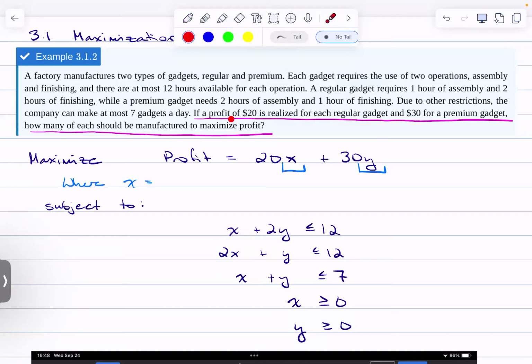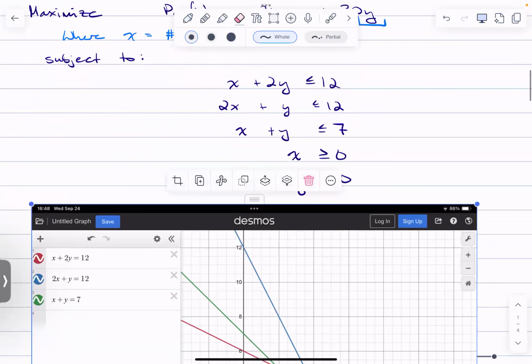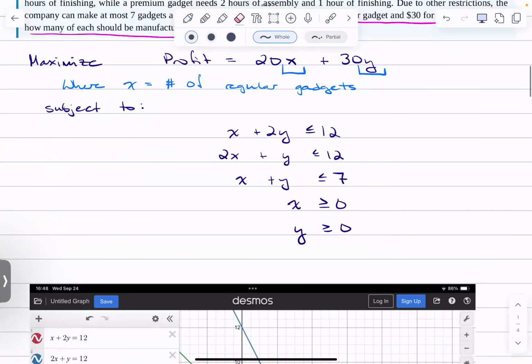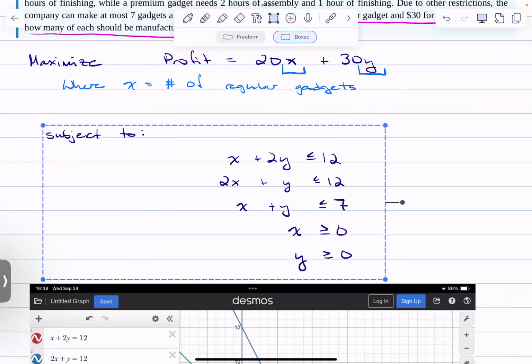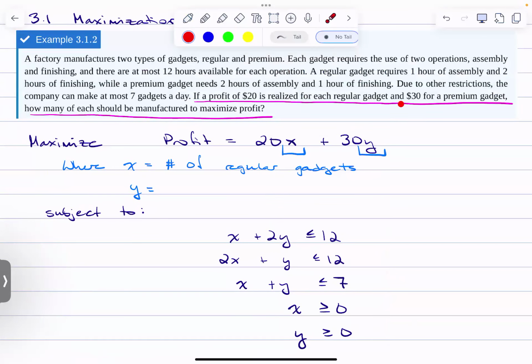So we're told that a profit of $20 is realized for each regular gadget. And so the profit is $20 times the number of regular gadgets. So then X must be the number of regular gadgets. And okay, I'm going to give myself just 1 more line here. And Y is to confirm, and $30 for a premium gadget. So Y must be the number of premium gadgets.